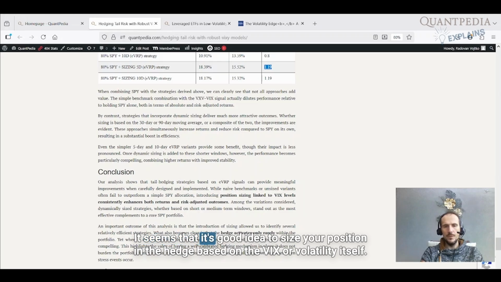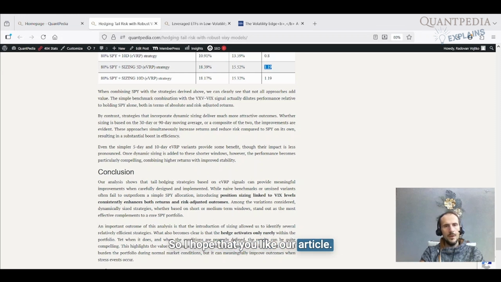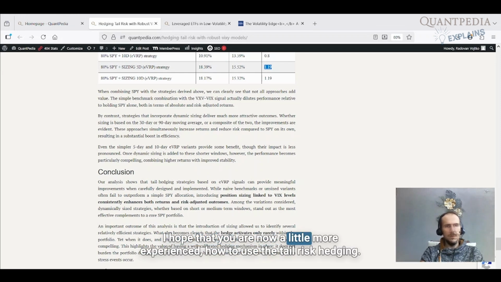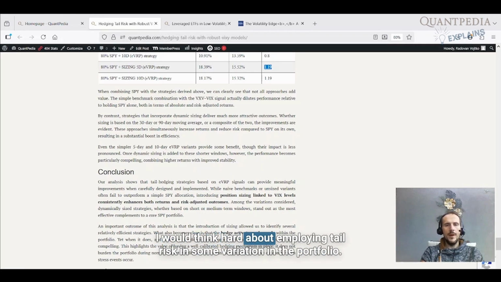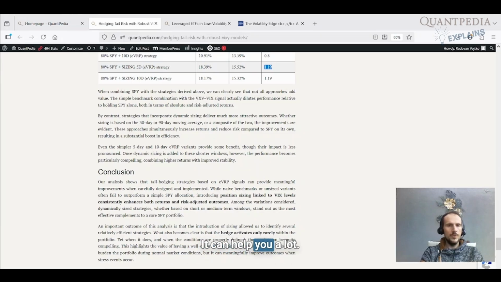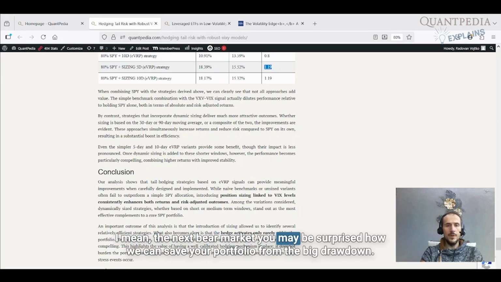It seems that it's a good idea to size your position in the hedge based on the VIX or volatility itself. So I hope that you like our article. I hope that you are now a little more experienced in how to use tail risk hedging, especially as the market is making new highs and there is a lot of talk about an AI bubble. I would think hard about employing tail risk hedging in some variation in the portfolio. It can help you a lot. In the next bear market, you may be surprised how you can save your portfolio from a big drawdown.